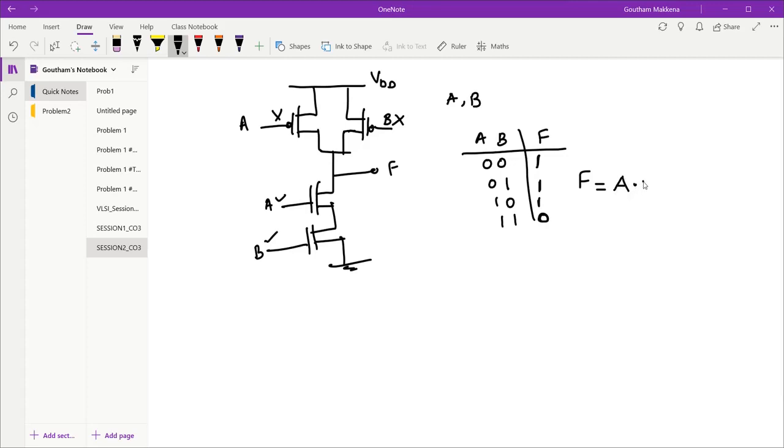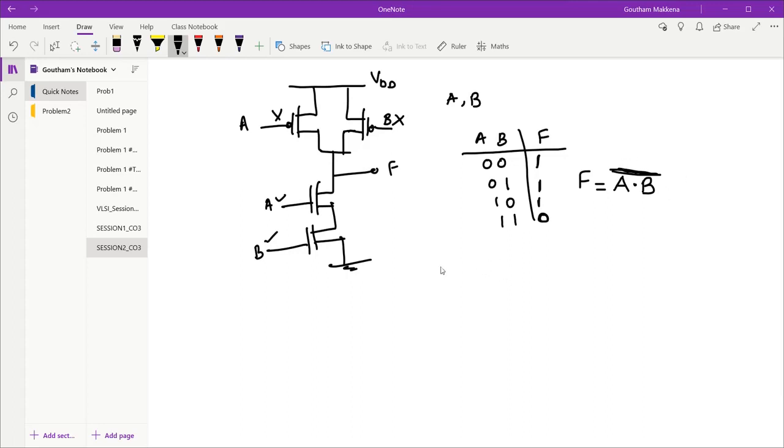Okay, now if we look at the truth table carefully, we can identify that this truth table is nothing but the truth table of a NAND gate. And the expression of a NAND gate is A and B whole complement. Okay, right. I'll draw some very important conclusions here. So you have to listen very carefully.